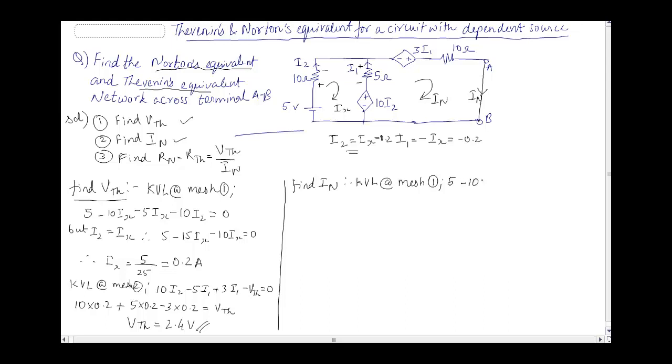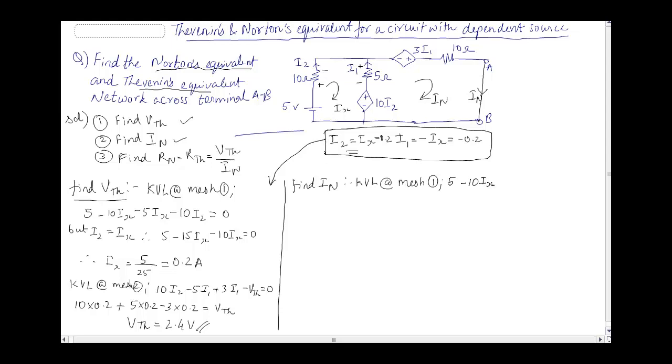plus 5 minus 10 Ix. You already know Ix is not, please don't write Ix as 0.2 because this is of the previous figure. Now we have to write for the new figure. So don't consider this. This belongs to the previous section. It does not belong to the new. That means for finding IN, because for finding IN we have changed the circuit. We have drawn A and B as short. So now it is going to be different.